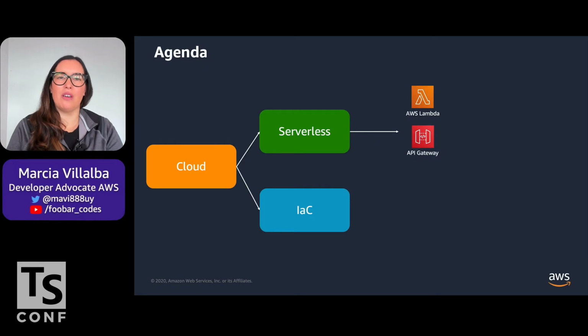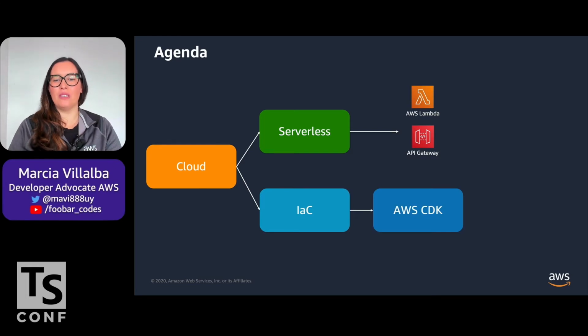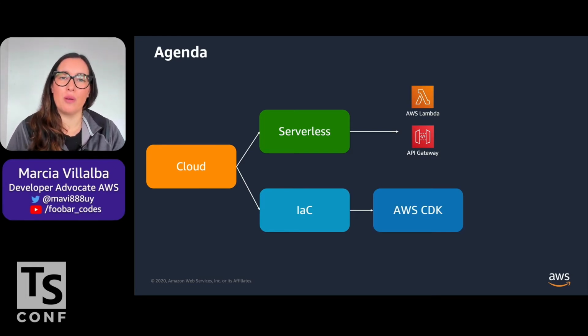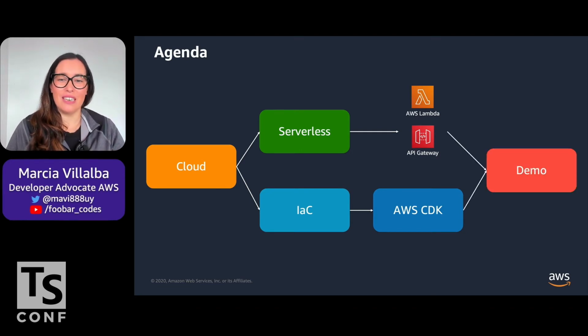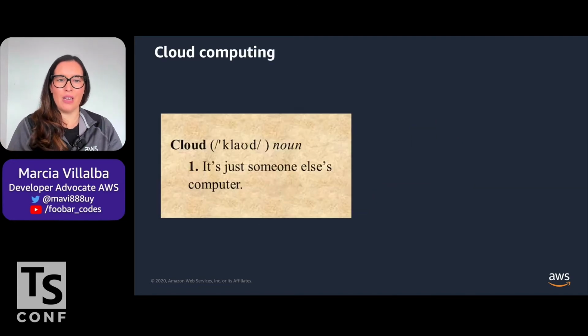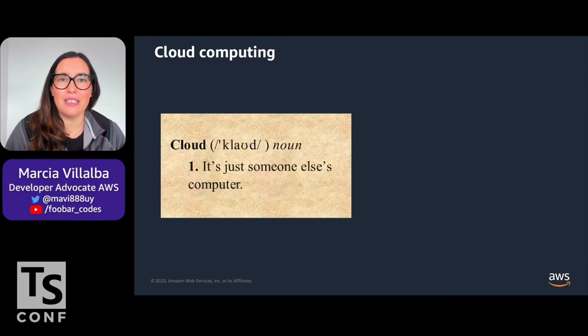Then I will be talking about infrastructure as code. That is a very important part of cloud computing. And I will be talking in particular about this new framework called AWS CDK that you might be interested in. And finally, we wrap everything with a demo. So this is the agenda for the next 30 minutes. Maybe there are a lot of things that you don't have a clue about. And the idea of this talk is not that you become an expert, but you get inspired to start trying things out.